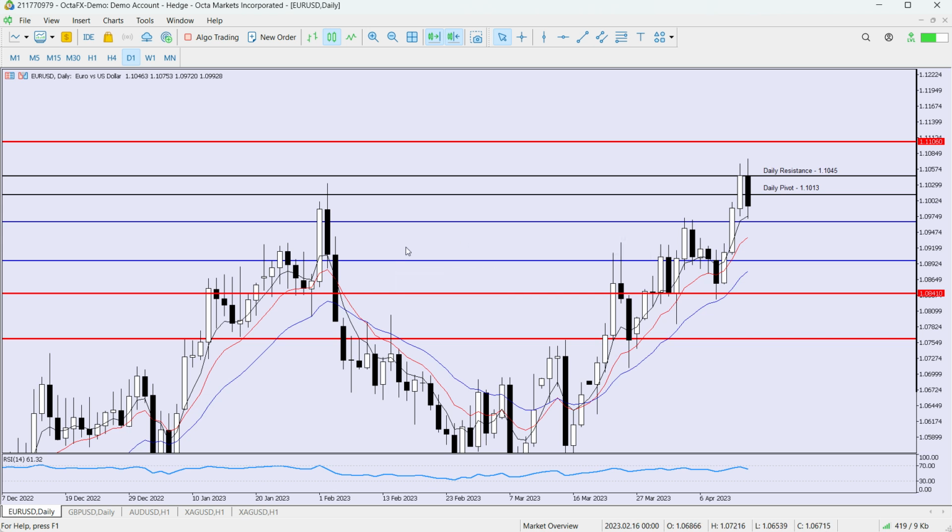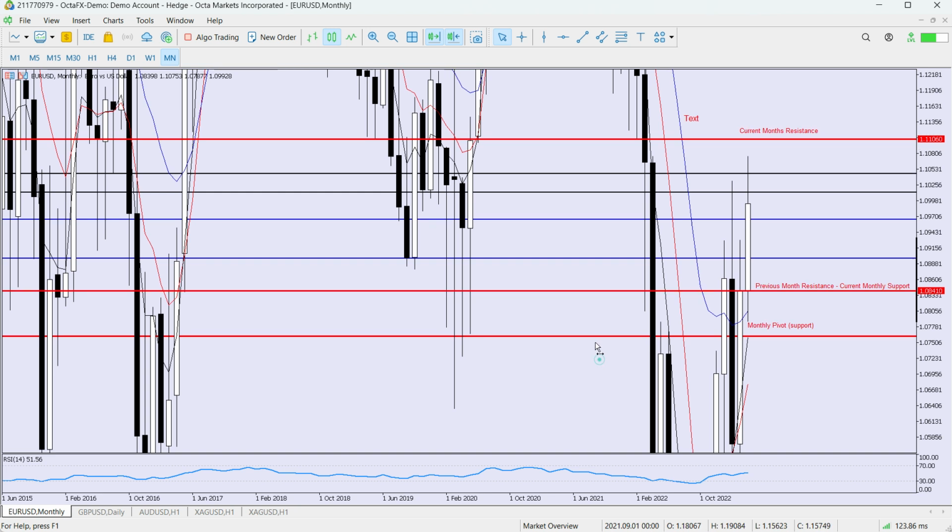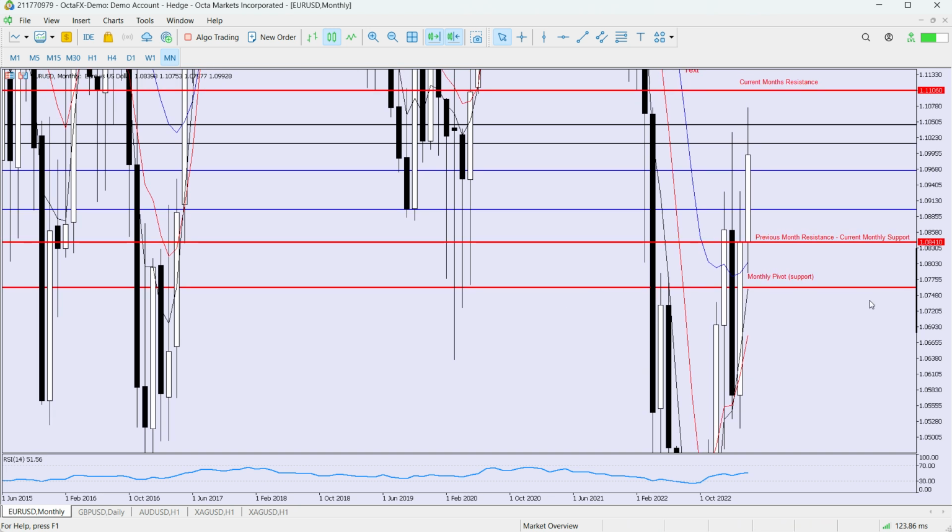Now, before we start our weekly analysis, we need to know what the key levels are on the monthly basis, on the weekly basis, and also on the daily basis. I have already drawn all those levels, key support, and I will explain as we continue. So, let us start with the monthly chart. This is the monthly chart in front of us.